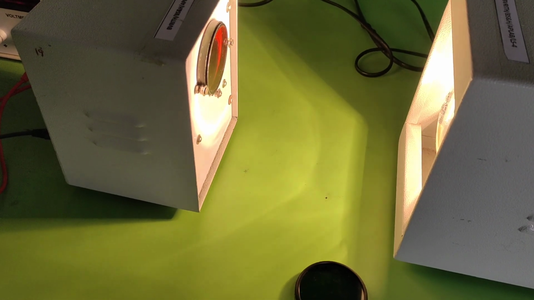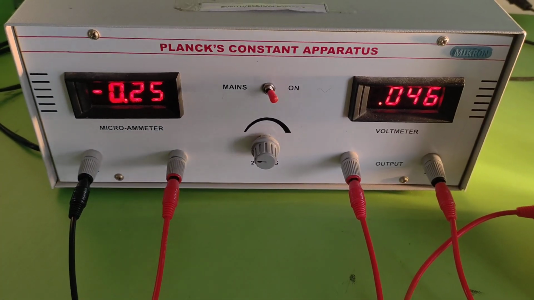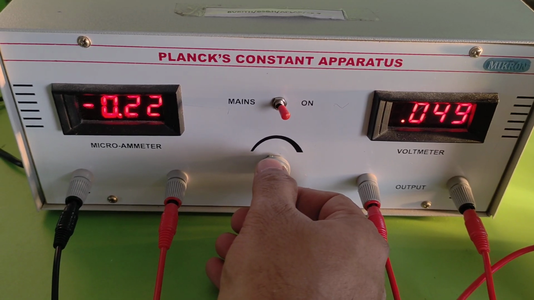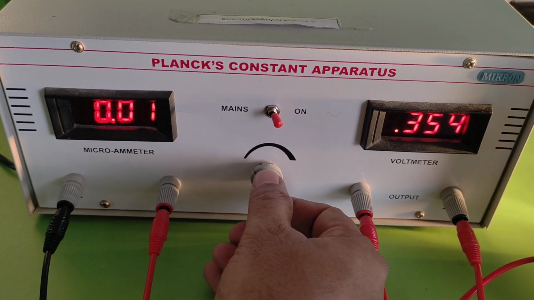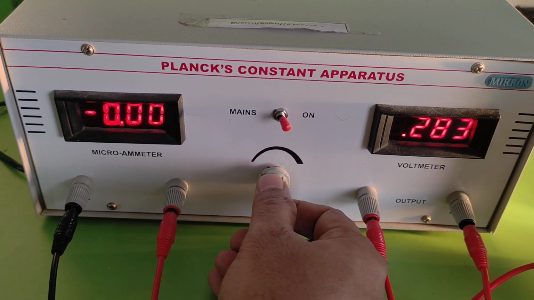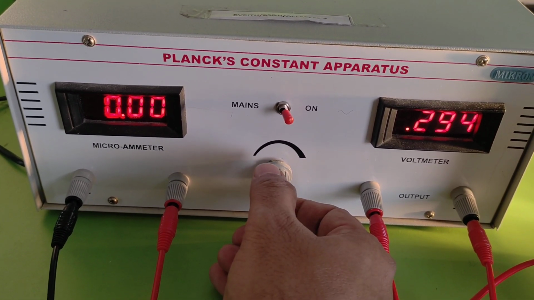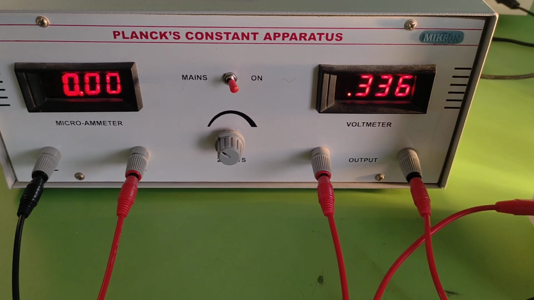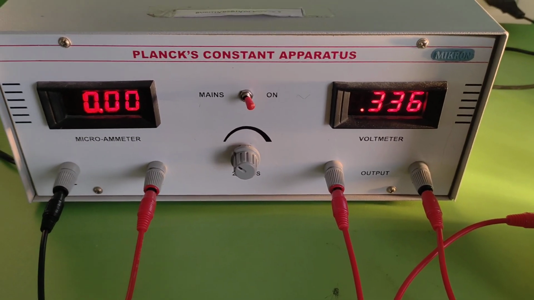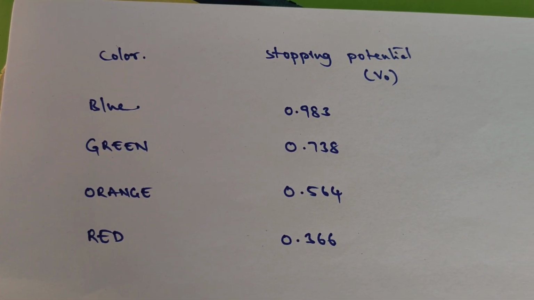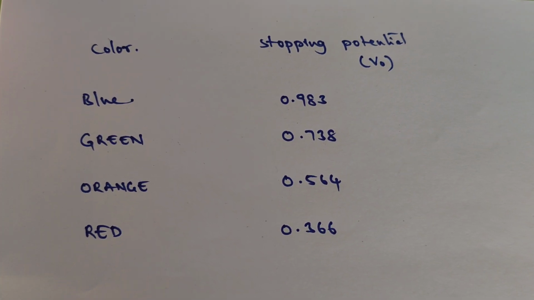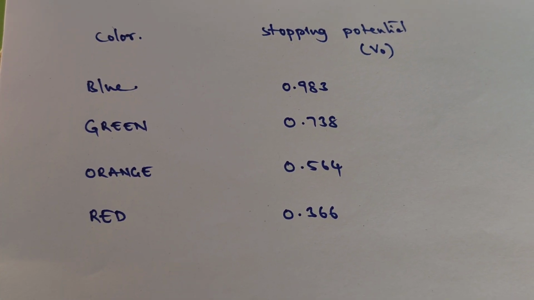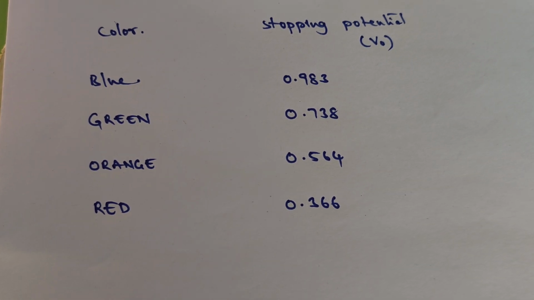The last one, red: orange is replaced with red. For red light, the value is 0.336. These are the measured values for different colors. Blue 0.983, green 0.738, orange 0.564, red 0.366.